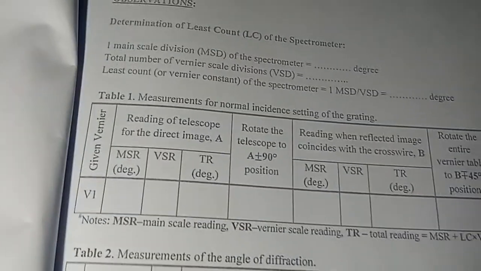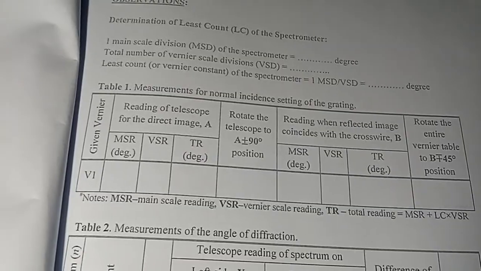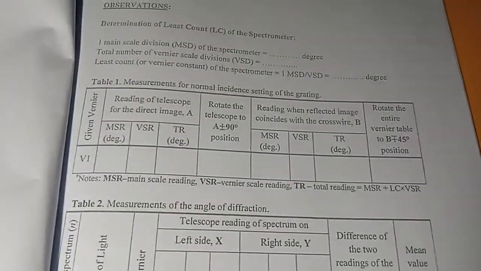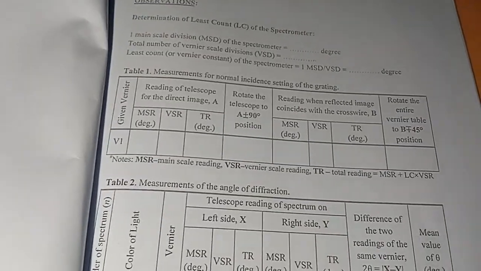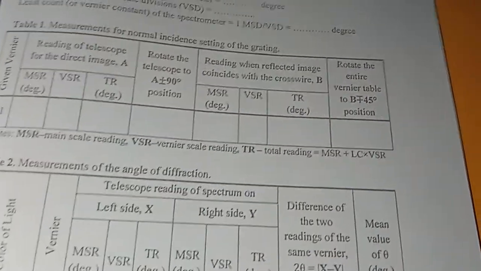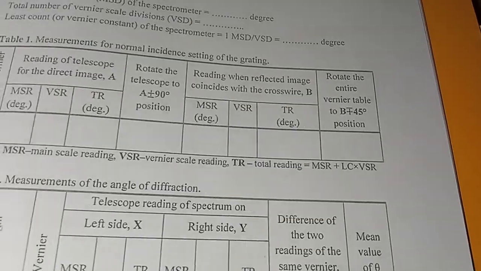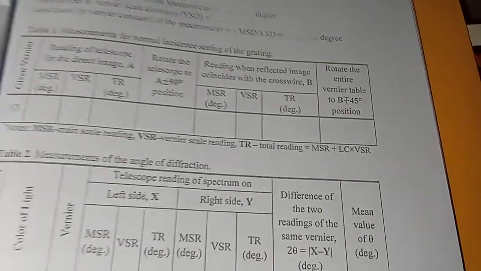Let me go to the first table. So this is the direct image thing. Main scale reading, vernier scale reading, total reading. Rotate the telescope to 90 plus position as I just did, and then return back. That should again give you MSR, VSR, total reading. Take the average, and that will give you the normal scale.